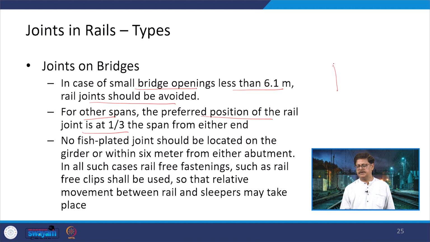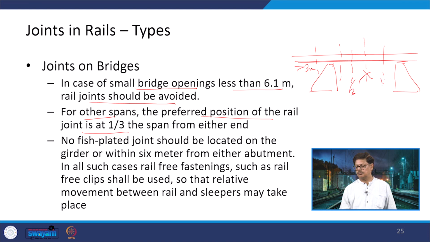So, if an abutment is provided here and an abutment is provided on this side and the track is going at the top of it, the joint should be not in the center, not very near to the abutments. We have already talked about that if it is coming near the abutment, it should be more than 3 meters distance. Not in the center, but it can come at 1/3 location here or 1/3 location here from the abutments.